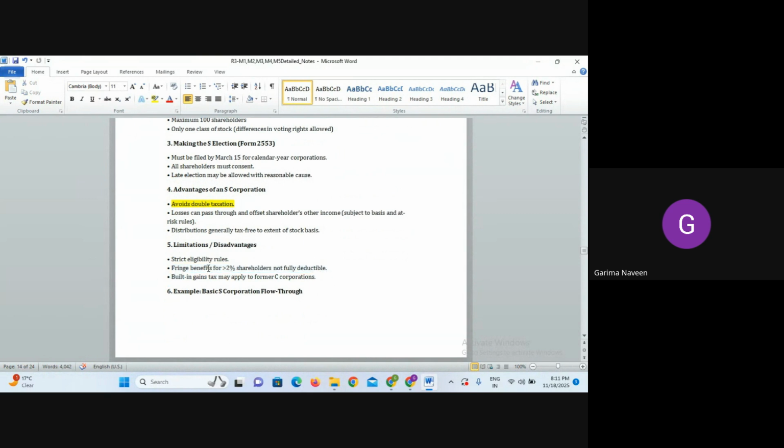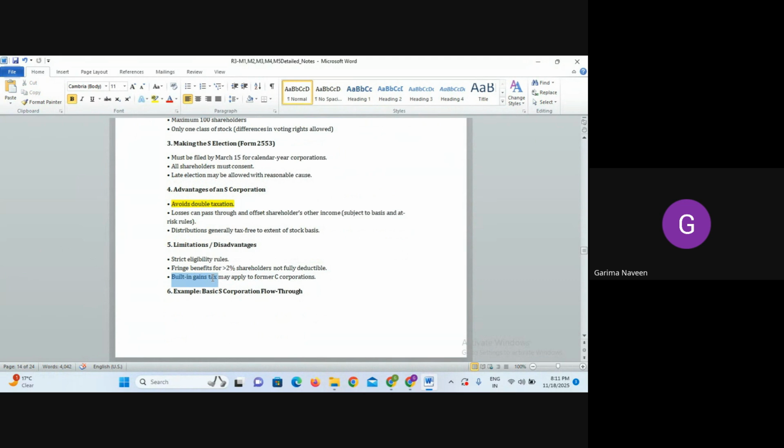So, in case of C corporation, you can deduct your expenses for the fringe benefits, whatever you are giving to your employees. But in case of S corporation, if the fringe benefit is for more than 2% shareholders, then it will not be deductible. Built-in gain tax may apply to former C corporation.